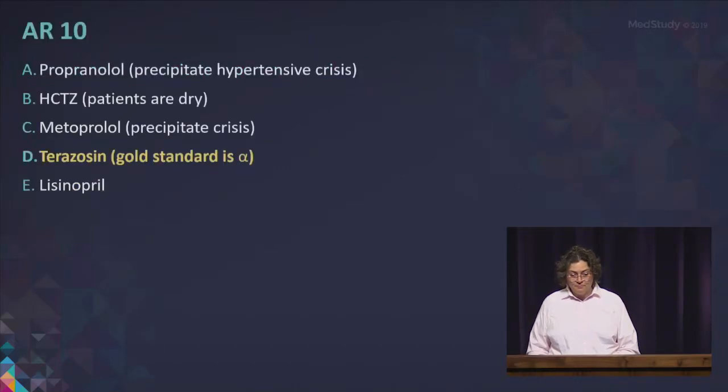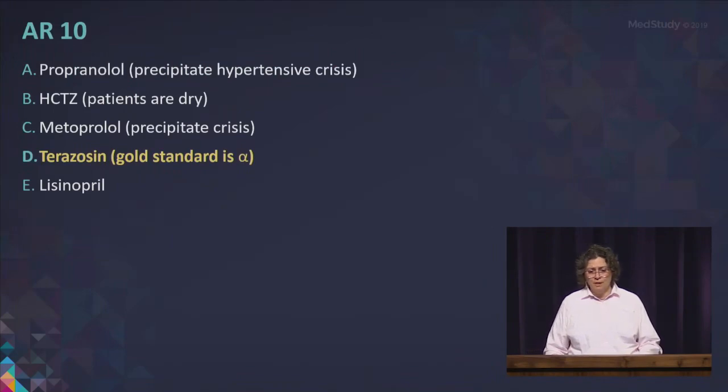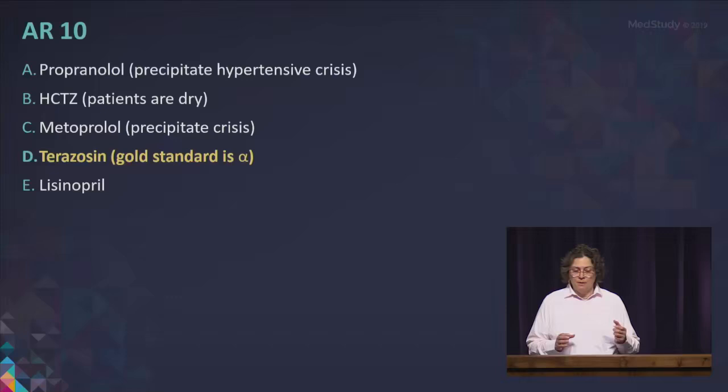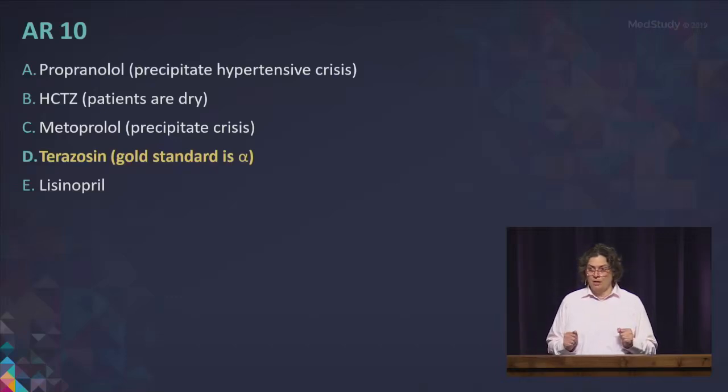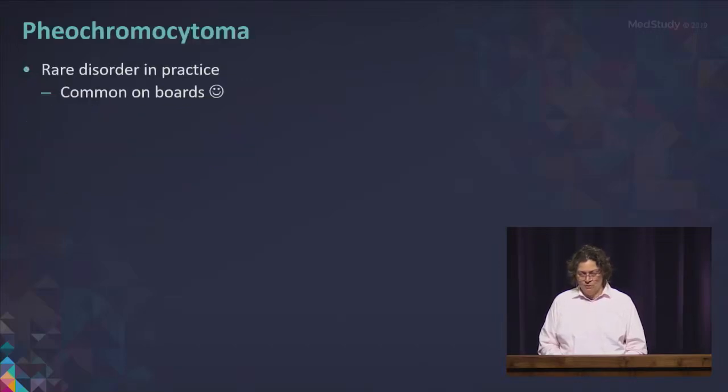The answer is D. So you've got to remember in FEO that alpha blocker is the gold standard, right? Because you want to block the catecholamines and metanephrines. Beta blockers can precipitate a crisis, so you want to avoid beta blockers in all FEO that are not adequately alpha blocked. These patients are dry, so we would not use a diuretic. So alpha blockade is the treatment of choice.